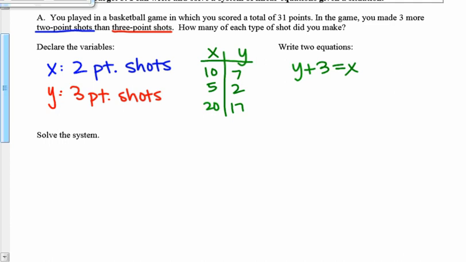And then my other equation is going to have to do with the amount of points for each shot. If I know that I'm making 2 points per 2-point shot and 3 points per 3-point shot, I'm going to say that I'm making 2 points for every 2-point shot, and 3 points for every 3-point shot, to get me to that total of 31 points, because I know I made 31 points total. Whenever you see or hear the word per, like 2 points per shot, that's always multiplication, so you can always just tack that on to the front of that variable.